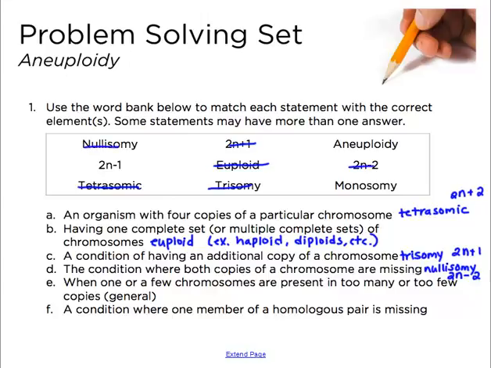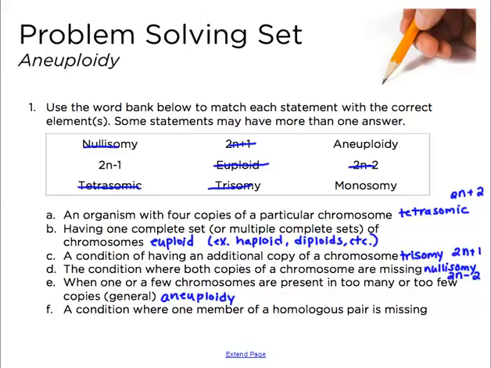Okay? Statement E. When one or a few chromosomes are present in too many or too few copies, and this is the general term for this. So this is what's known as aneuploidy, which is obviously the topic of interest for this chapter. So aneuploidy is where you have a complete karyotype, but then you maybe have an additional chromosome, an additional 2 chromosomes, or you're missing 1 or a few chromosomes from the complete karyotype.